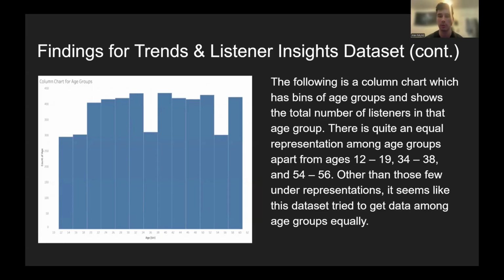Again, this is just more of our findings in the data that we found. The following is a column chart, which has bins of age groups and shows the total number of listeners in that age group. There's quite an equal representation among age groups, apart from the ages 12 to 19, 34 to 38, and 54 to 56. Other than those few representations, it seems like this data set tried to get data among age groups equally.